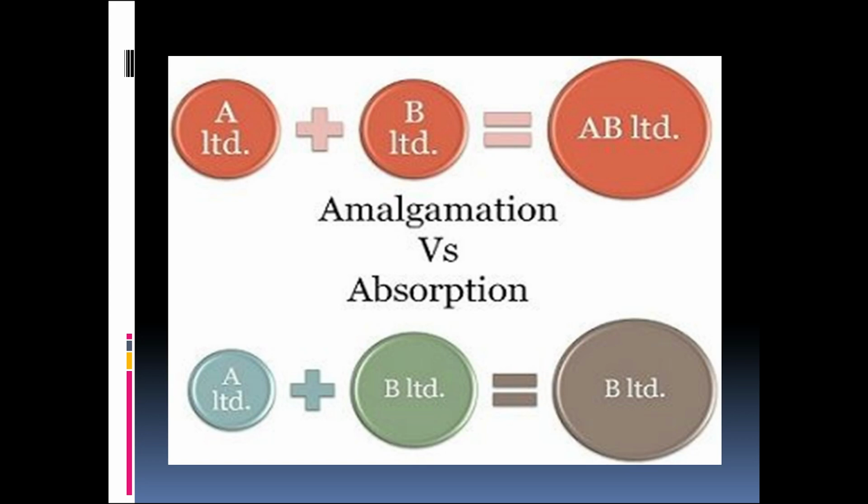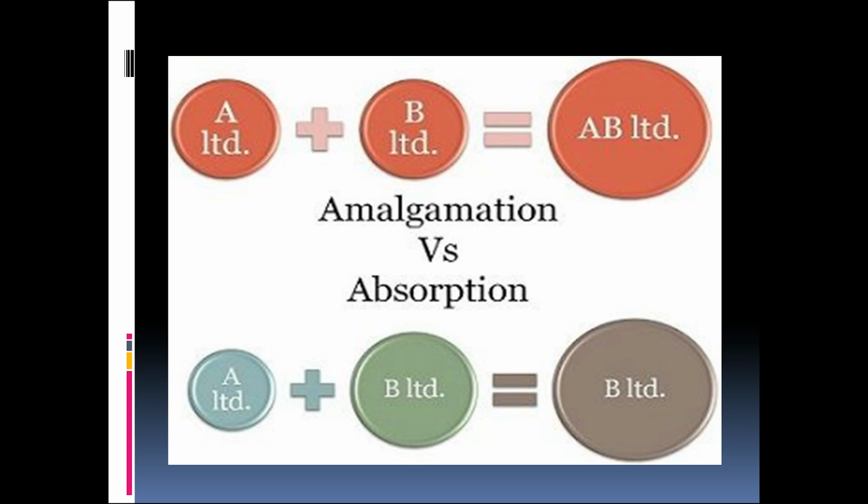Here is an example to help you understand the difference. A Limited and B Limited merged to form AB Limited. Amalgamation, as its name suggests, is nothing but two companies becoming one. Here is an example which will clarify the difference. A Limited and B Limited joined to form AB Limited. It is known as amalgamation.